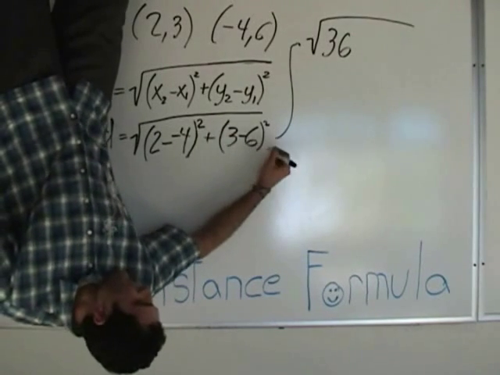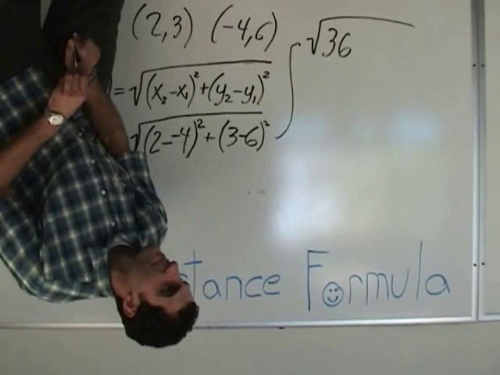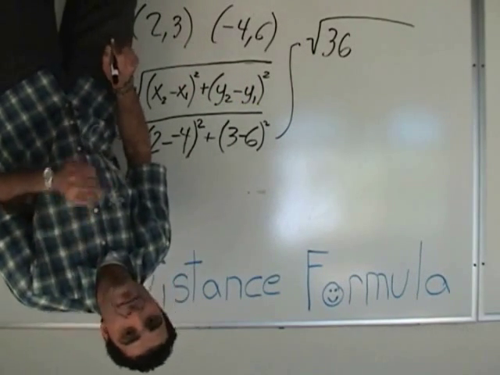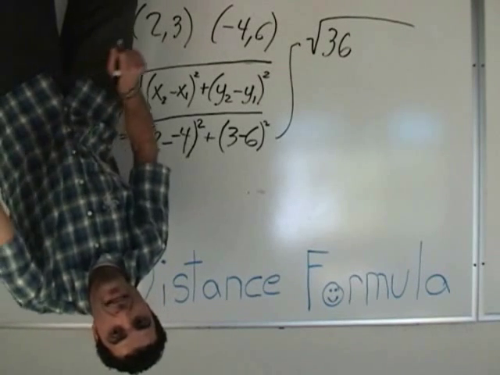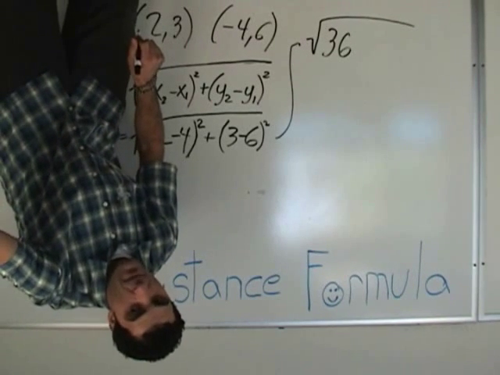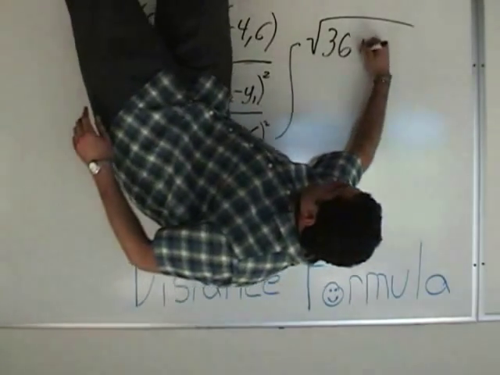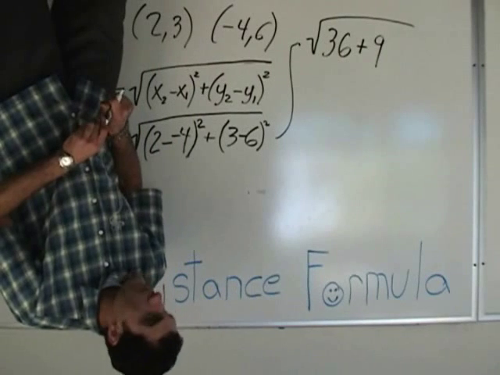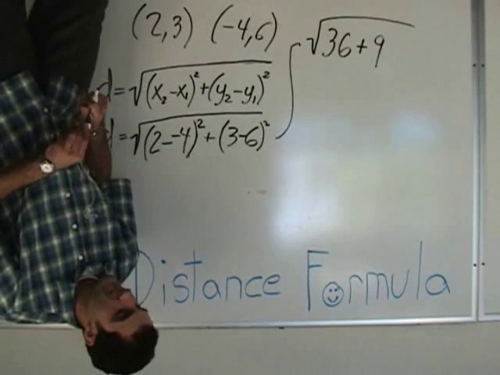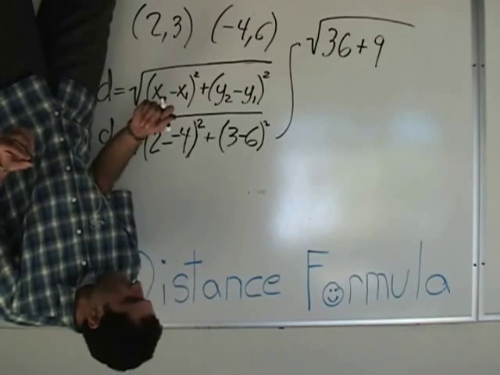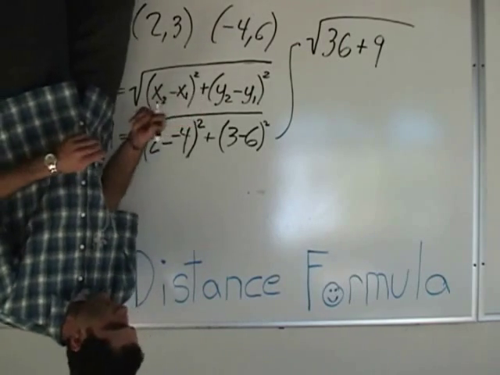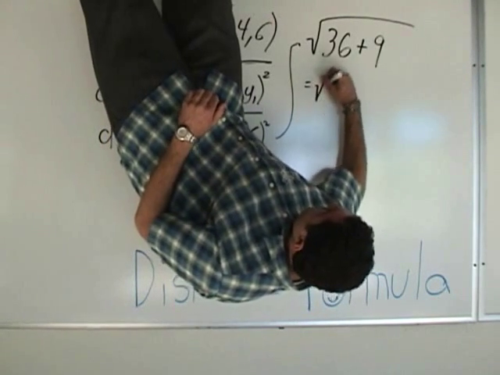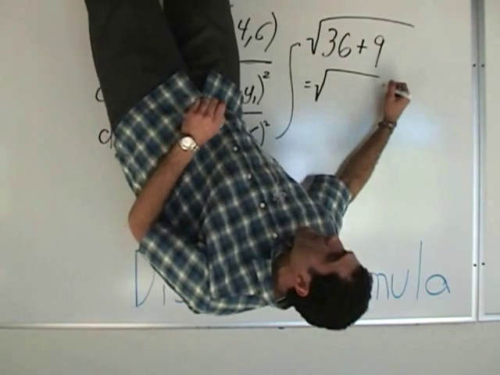All right, what's 3 minus 6 squared? 3 minus 6 is negative 3. That's right. So what's negative 3 squared? 9, right? Negative 3 times negative 3. Okay, now that you've waited, can you demonstrate to the class what 36 plus 9 would be?